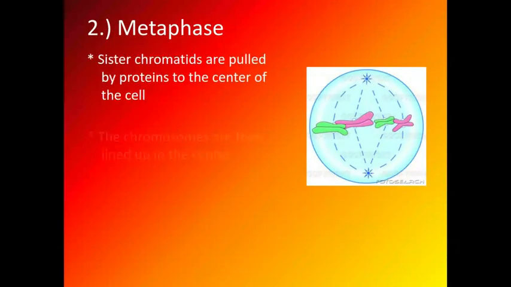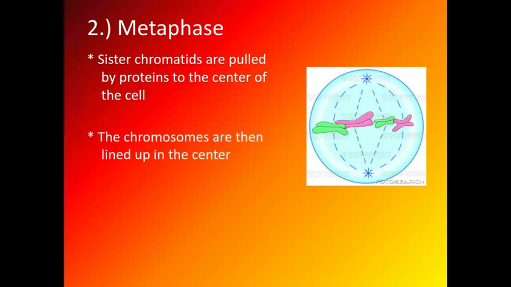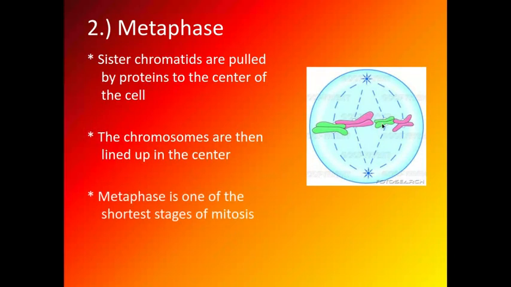And then the next phase is metaphase. Sister chromatids are pulled by proteins to the center of the cell. So the chromosomes, the X's are lined up in the center, or I always tell students, remember the chromosomes are lined up in the middle, like middle metaphase. They both start with M. And it's one of the shortest stages of all of mitosis.